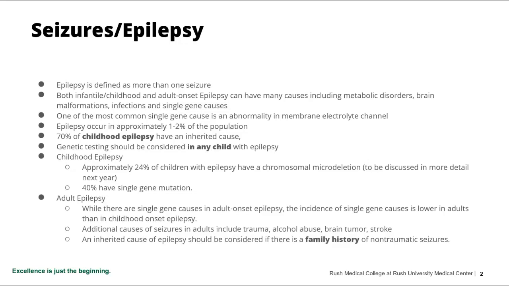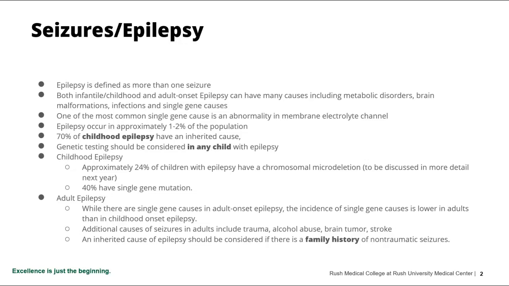Adult onset, while there are single gene causes of adult onset epilepsy, the incidence of single gene causes is lower in adults than children. Additional causes of seizures in adults include trauma, alcohol abuse, brain tumor, stroke. So as the brain gets damaged as you get older, there's a lot of other things that can happen. Inherited causes of epilepsy should be considered in adults if there's a family history of non-traumatic seizures. So non-traumatic seizures, again, if somebody had damage to the brain and then they had seizures, that's a traumatic seizure. So we do consider testing for adults after that.